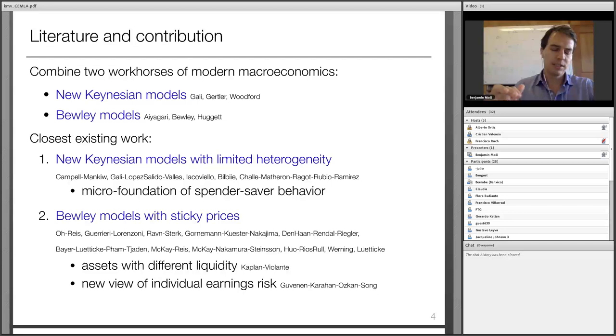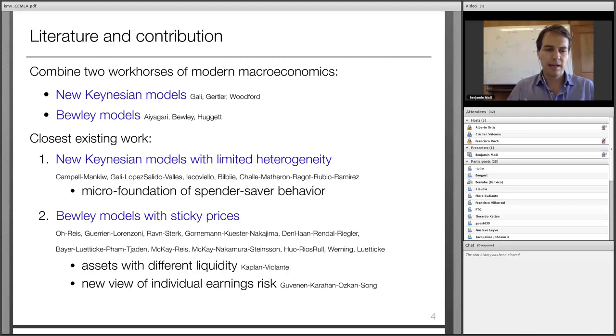In particular, I'm thinking of New Keynesian models that incorporate Campbell-Mankiw type spender-saver behavior. The way these models work is that it's basically a standard New Keynesian model, but rather than one representative agent, there are two types of agents: the spenders and the savers. The spenders are people who live hand to mouth every period, and they just have an MPC of one every period. The savers are exactly like the representative agent in the standard New Keynesian model, on their Euler equation.